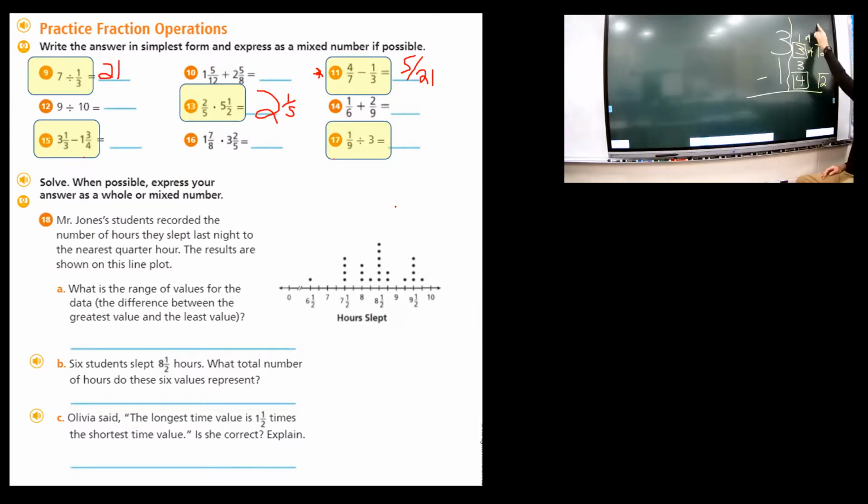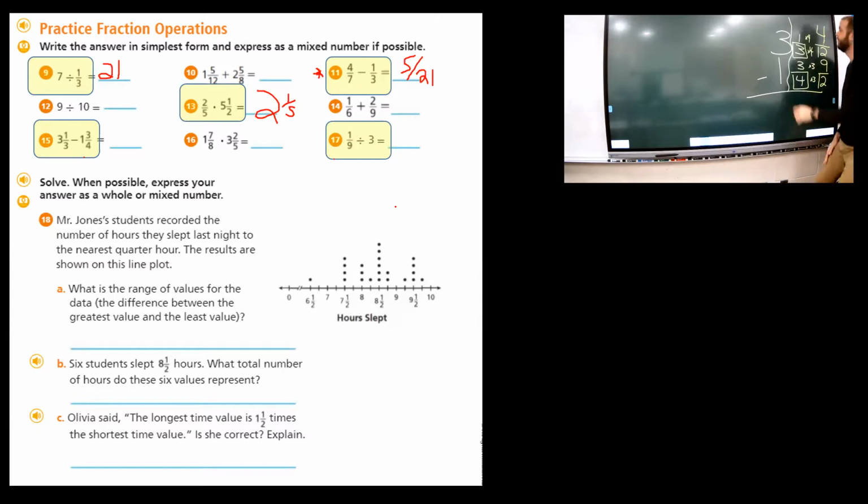And 1 times 4 is 4. How many 4s make 12? 4, 8, 12. 3. Do it to the bottom. Do it to the top. That turns into a 9. Now, I have 4. I lose 9. And I'm going to jail because you cannot take 9 from 4.